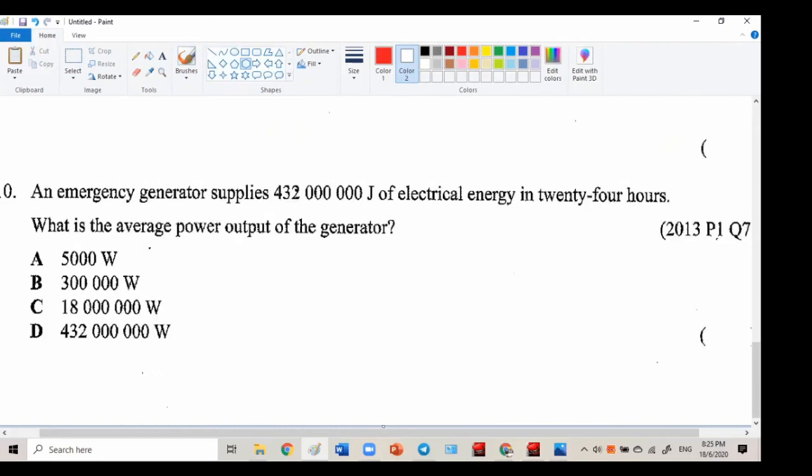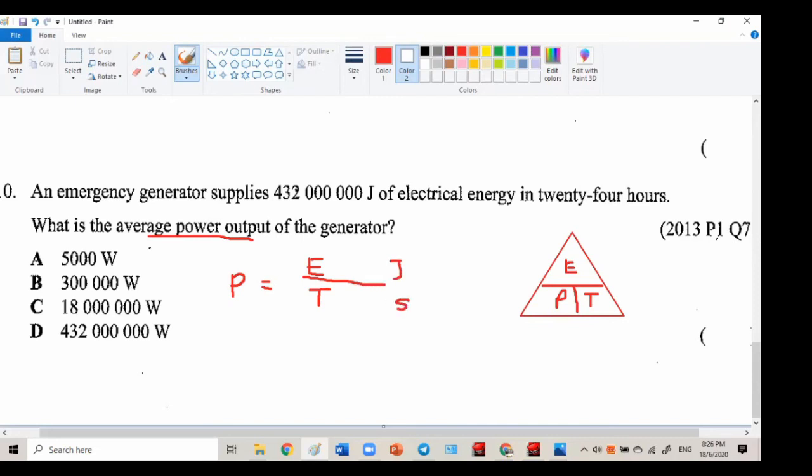Last one. Come, you want to teach me? An emergency generator supplies so many joules for 24 hours. What is the average power output? Okay, I give you one clue here. First of all, power is equal to energy divided by time. Energy must be in joules, time must be in seconds.